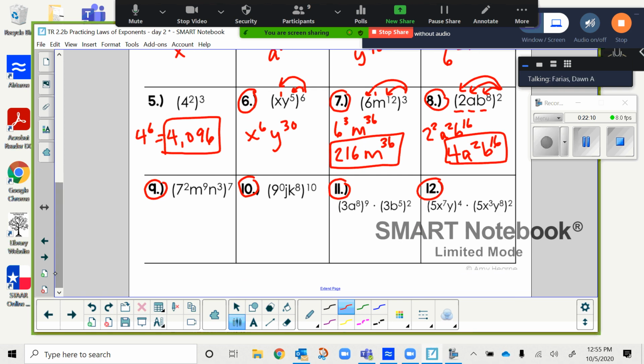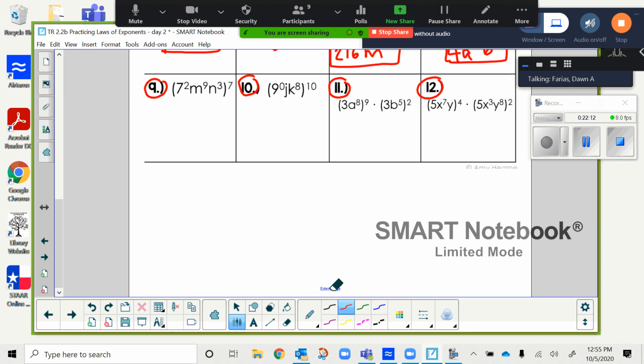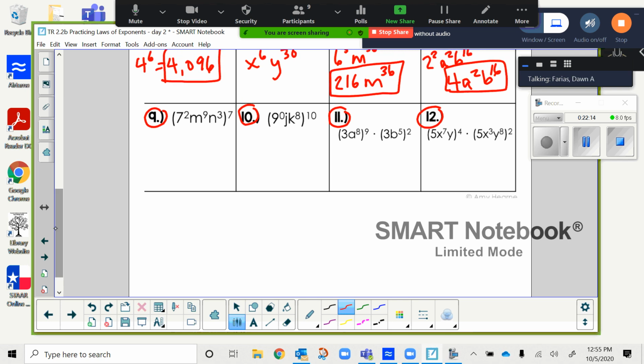And then on the bottom row, for number 9, everything in there gets that 7 power. So it's 7 to the 2 times 7, which is 14. M to the 9 times 7, which is 63. And n to the 3 times 7, which is 21. You don't have to calculate 7 to the 14. It's obnoxious. It's too big of a number.